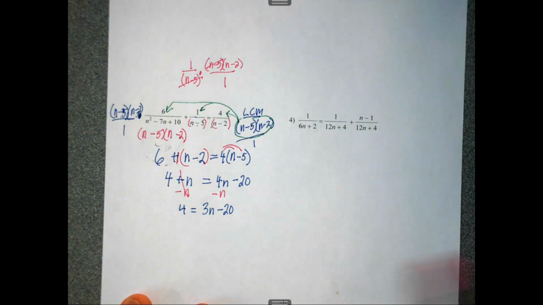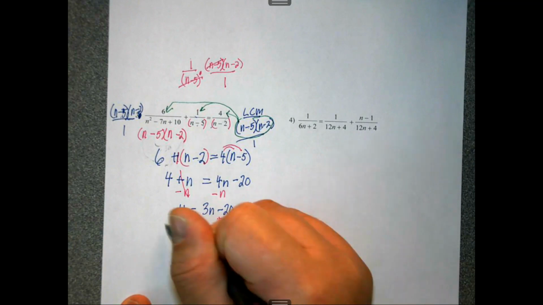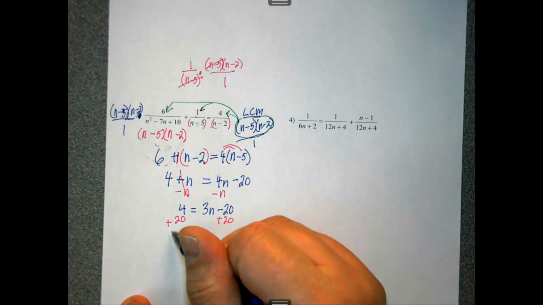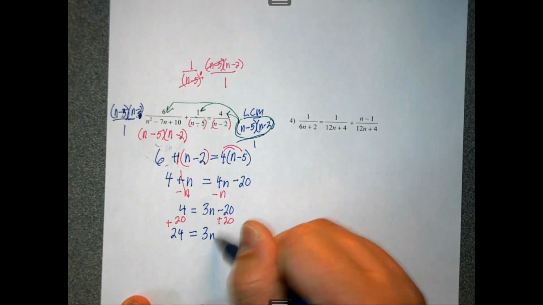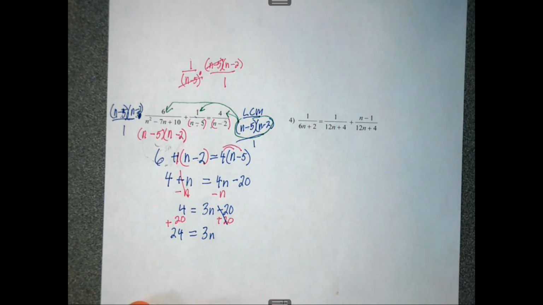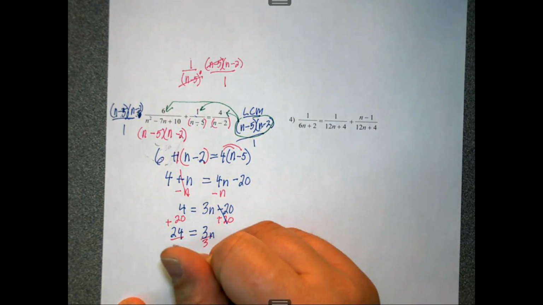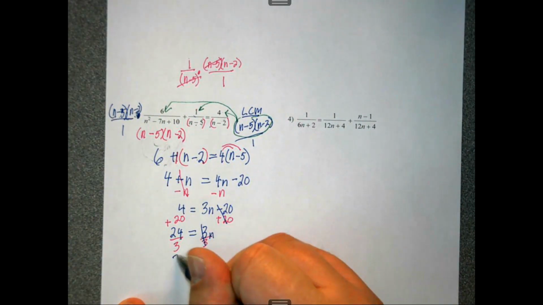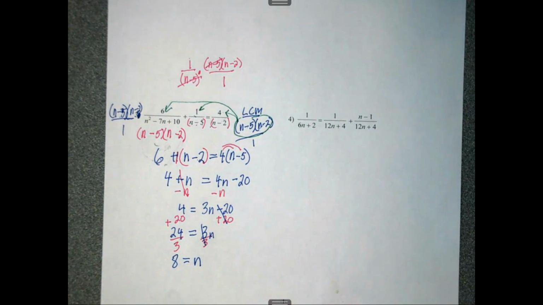Now I'm going to get the 20 to the other side. Yep, plus 20 gives me 24 equals 3n. Now I divide by 3. Good, Maddie. 8 equals n.